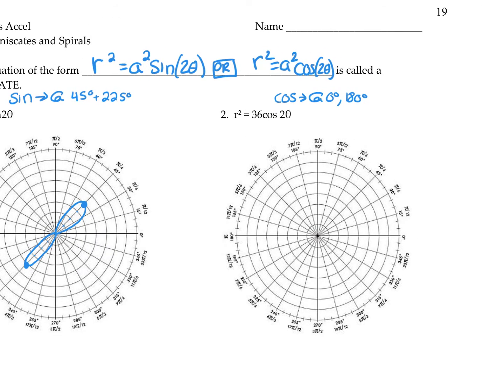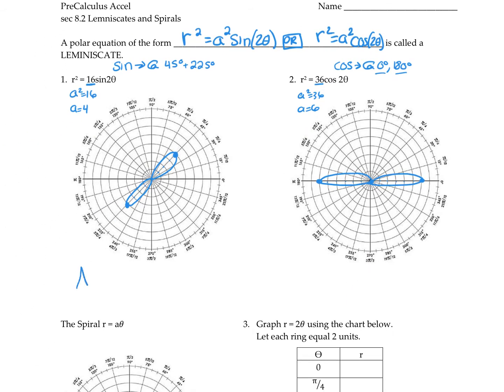In this one, my a squared is 36, so my length is 6, and again my two loops are going to be at 0 and at 180, and so then I can draw in my two loops. Keep in mind that lemniscates will just always have two loops.